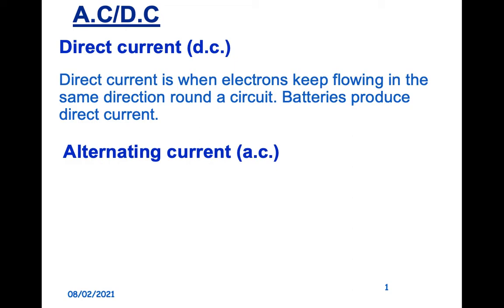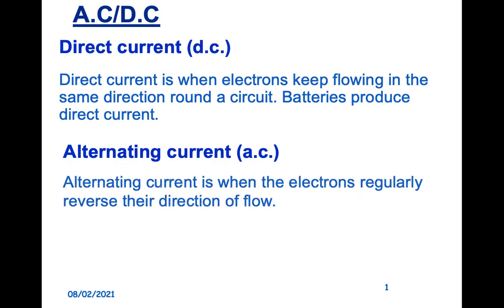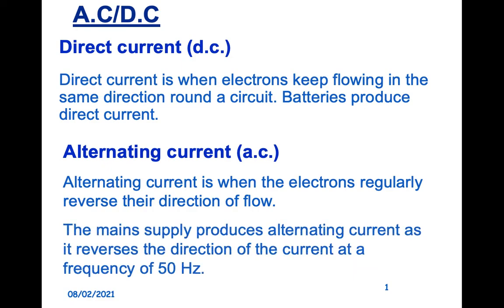AC current, or alternating current, is what we get from a power supply. Again, in Mr. Mitchell's video, he'll talk a little bit about how that is generated, but this is what we get from a normal power supply, because it's how electricity is generated in a power station. The electrons are constantly reversing their direction of flow. In mains electricity, they do it 50 times every second, so they're constantly going backwards and forwards. So that then produces what's called an alternating current, which is reversing, and it's at a frequency of 50 Hertz, going backwards and forwards 50 times every second.